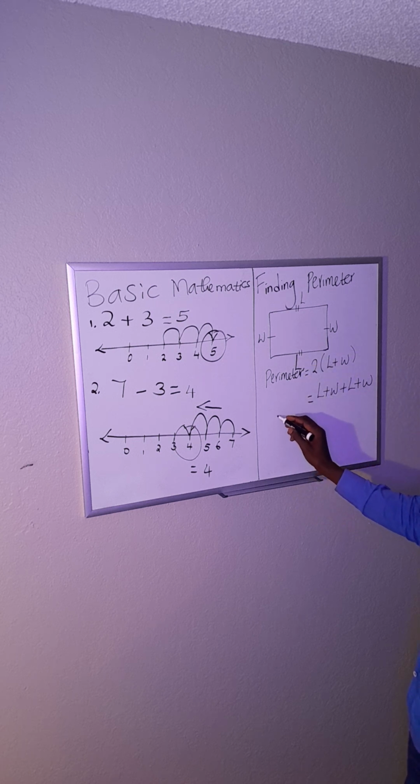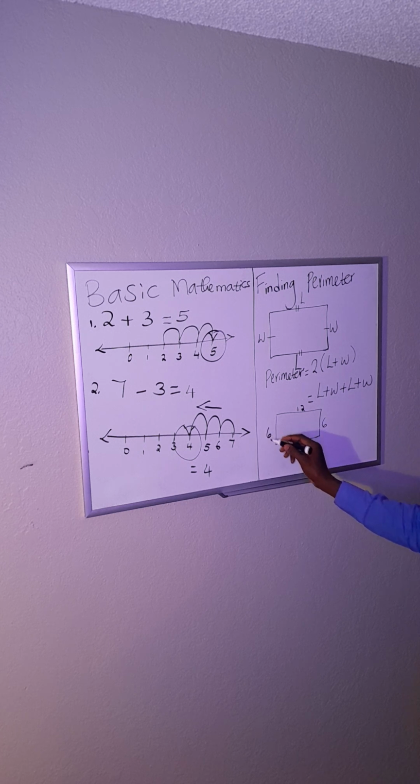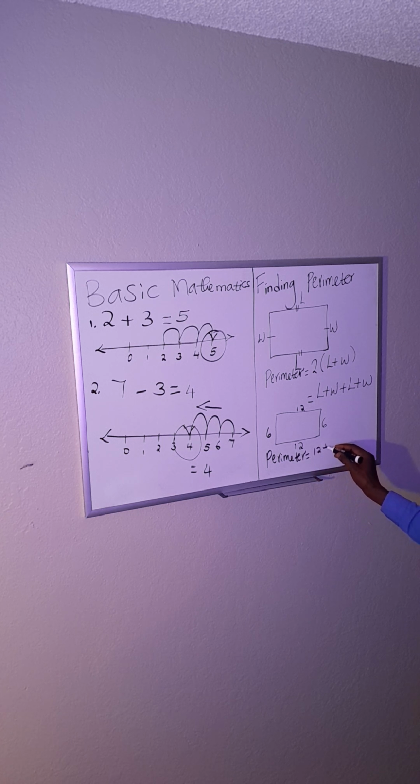I'll quantify that by giving you an example here. Let's say this is my rectangle. I am looking for its perimeter. Then I know if this is 12, this is also 12. If this is 6, this is also 6. Then now to get the perimeter, I'll simply come here and add. And say I have 12 plus 6 plus 12 again plus 6. What is the answer? 12 plus 6, 18. Then I add the other 12 and 6 again, which will give me 18.